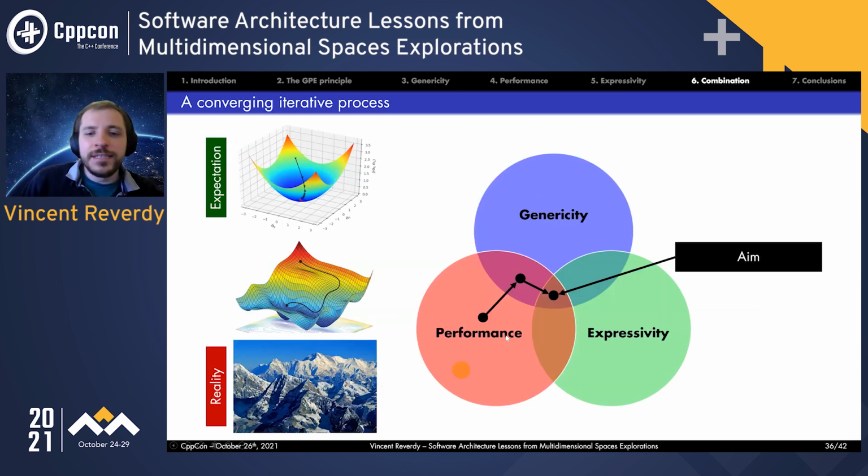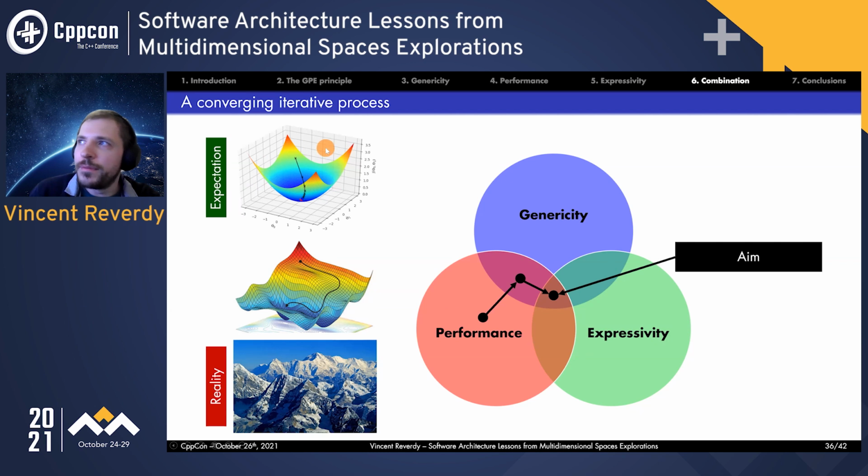So once we have genericity, performance, and expressivity, the problem is how everything is combined. The thing is that generally, one starts from a particular area, for example, very high performing code. And then the goal will be to introduce more genericity, and then with the generic code to try to reach for expressivity. So it's a very back and forth process to be able to have something that has at the same time genericity, performance, and expressivity.